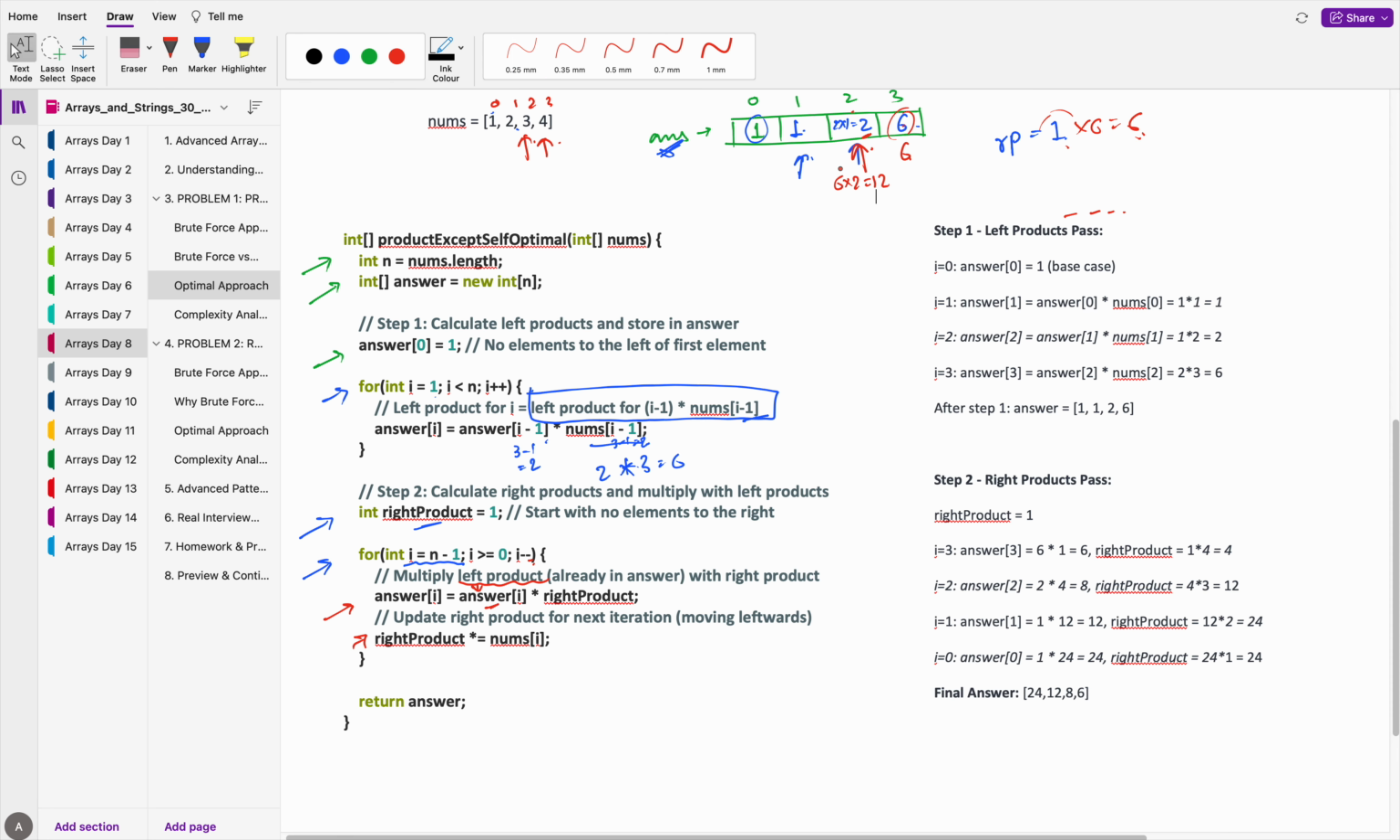Or what will it be? 6 multiplied by 2, what will it be?